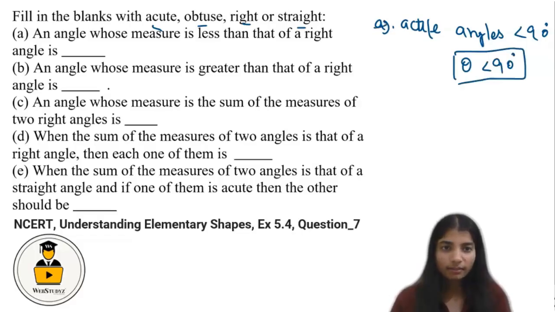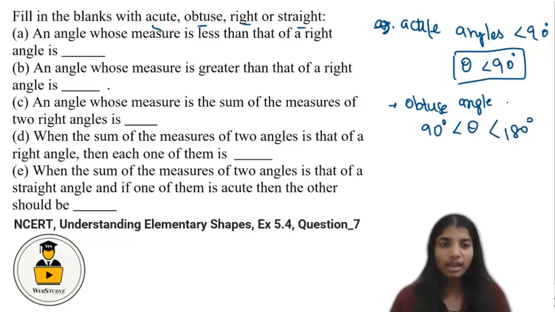Next, we are considering the obtuse angle. Obtuse angles are those angles whose theta, or angle, lies between 90 and 180 degrees. Which means the angle must be greater than 90 degrees, but at the same time it must be less than 180 degrees. Then that angle is called an obtuse angle.